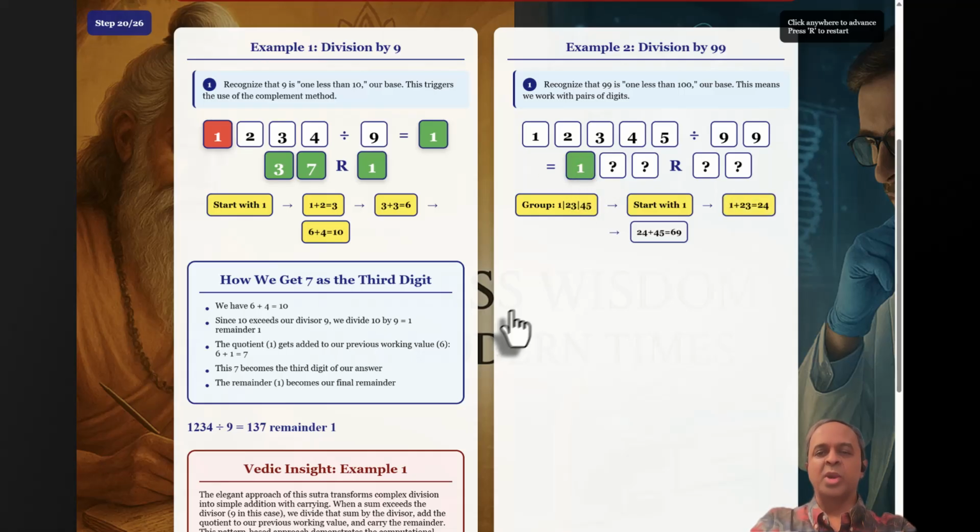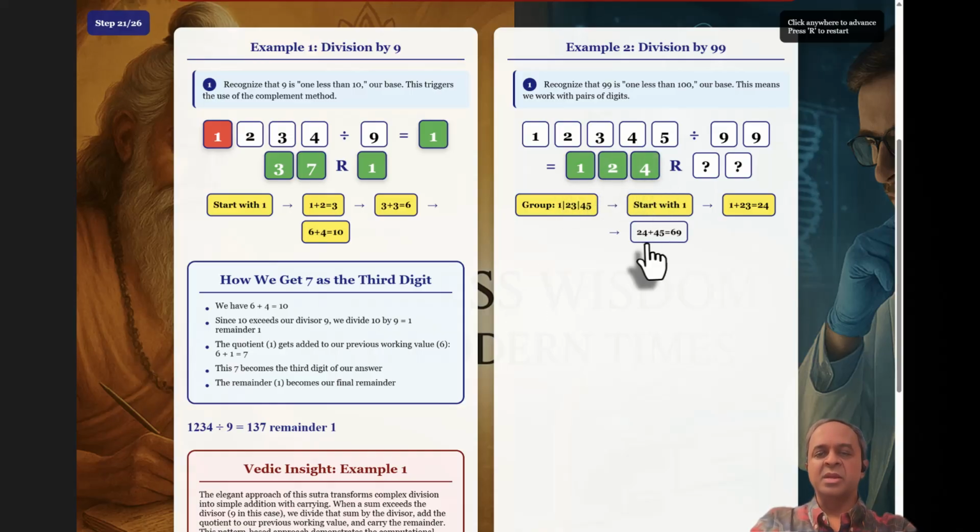So in this case, what happens is the second one, the same way we did last time. Remember, 1 plus 2 was 3, and that became the second digit. Here, what is it? 1 plus 23 is 24. So the second and third quotient is 24. So you got your quotient 1, 24.